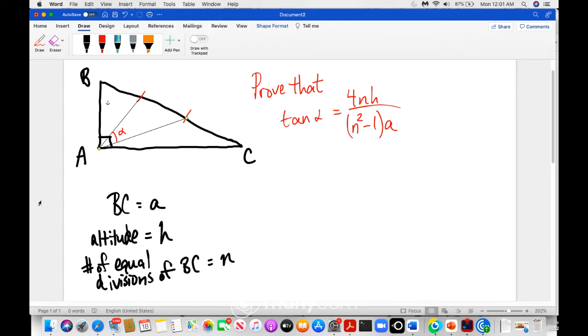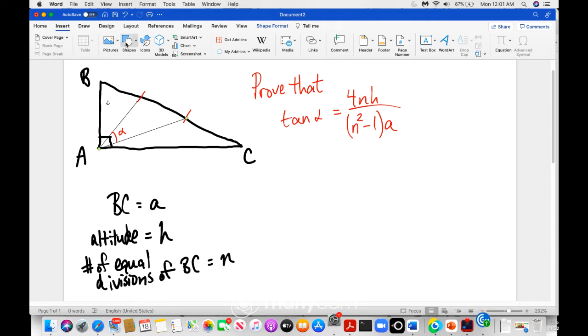Okay, so this problem starts us off with right triangle ABC, and we have a couple of things that we know. We know that the length of the hypotenuse BC is equal to little a, and we also know that there is an altitude with length h. So I'm going to go ahead and draw that altitude in.